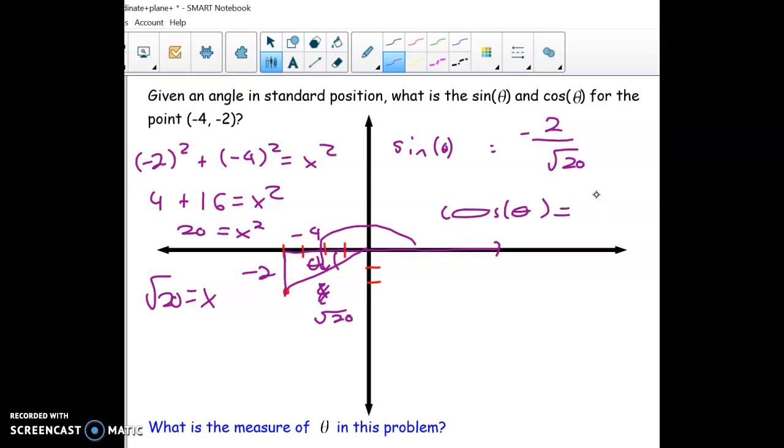I got to get a new one of these, I guess. It would be the adjacent over the hypotenuse. It would be -4 over root 20. Okay, so that would answer our question of the two ratios. And then to find the angle, we're just going to do the inverse on our calculator.